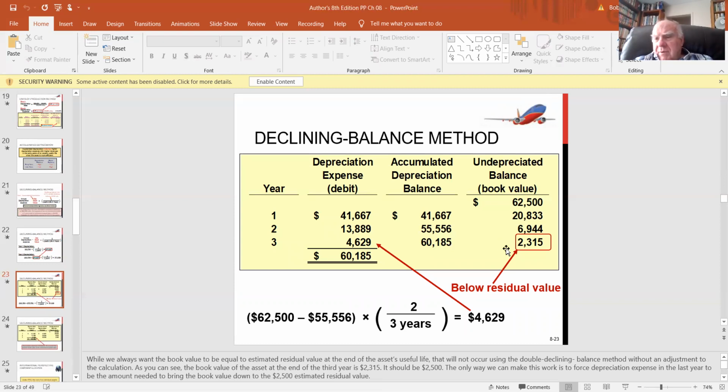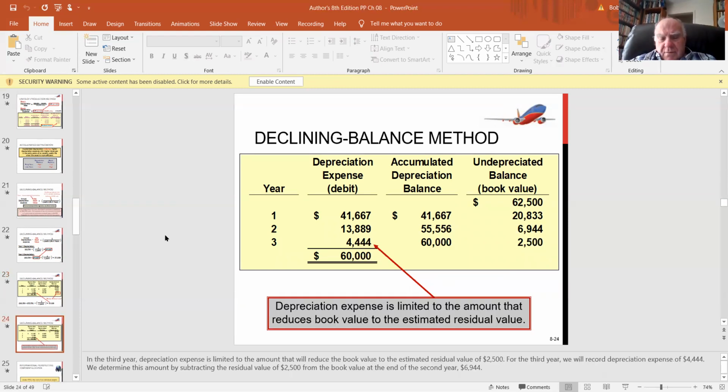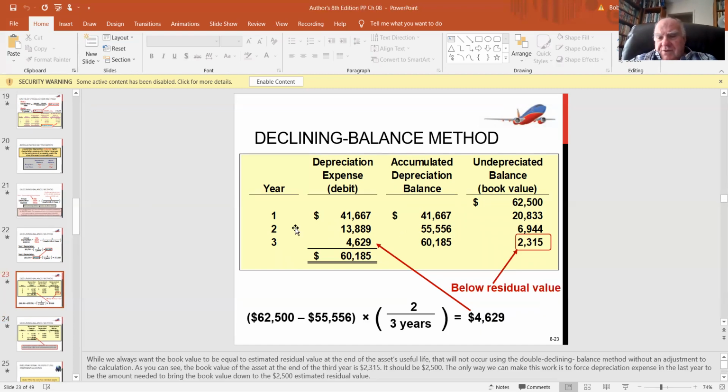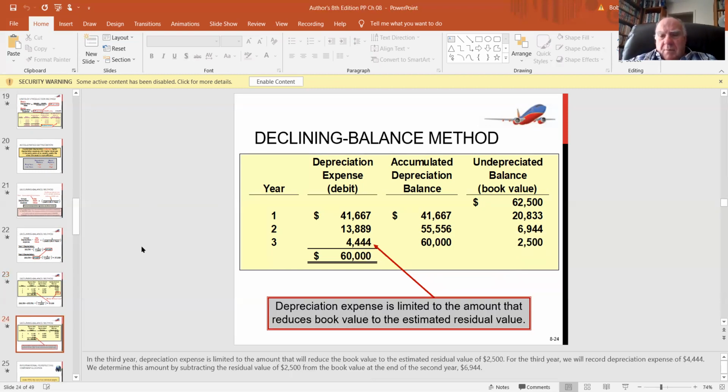But that's a problem. Why is it a problem? Because we can never go below the residual value, which in this case is $2,500. So we're going to have to tweak this. You see where it says 4,629? We want to tweak it by stepping on that 4,629 with the number we need to equal 2,500. In other words, another way to do it, it's simply 6,944 minus 2,500 gives you the correct number.